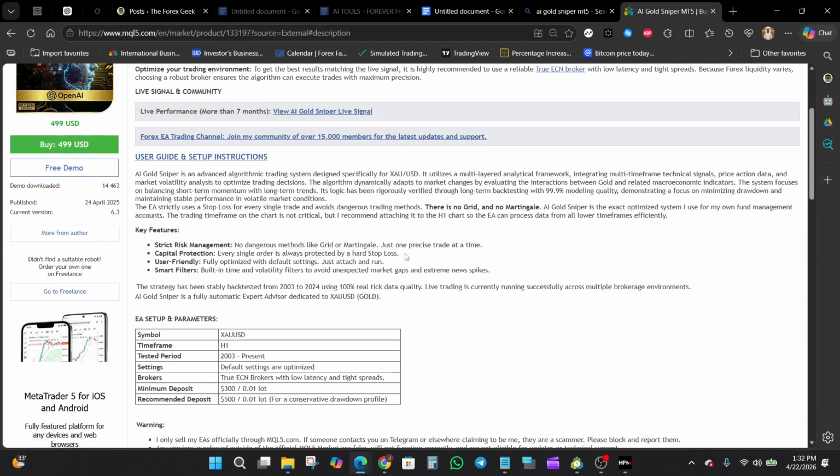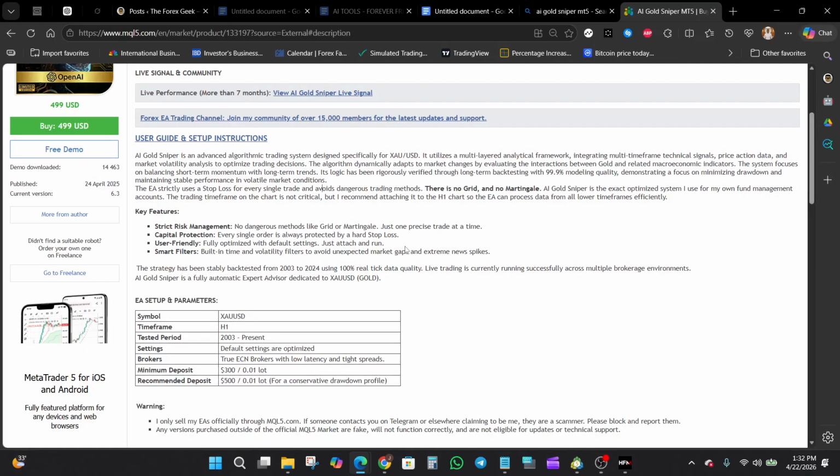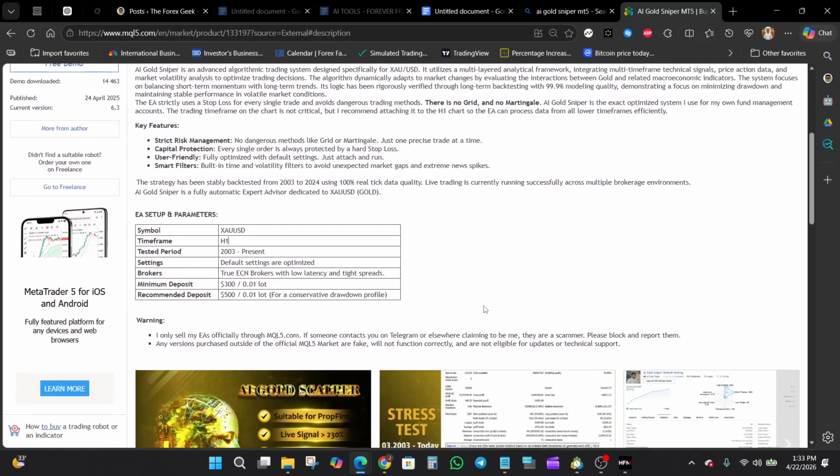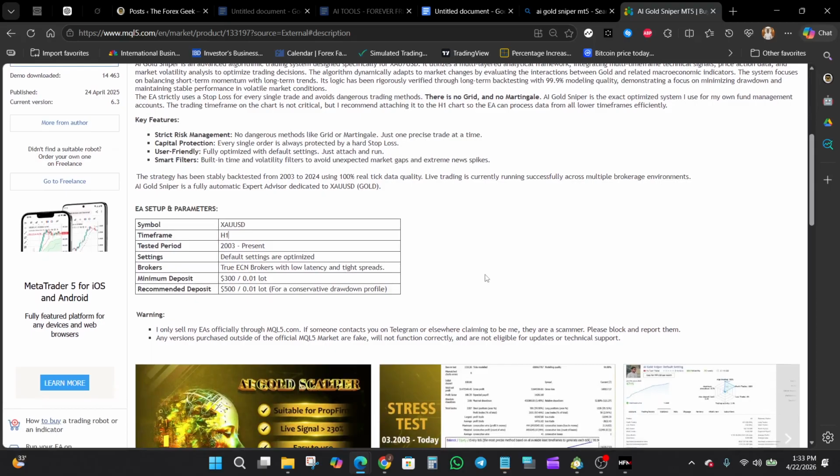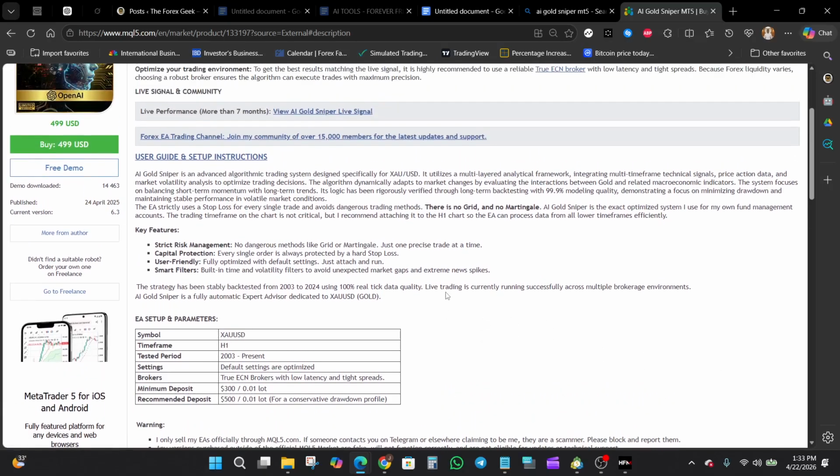Another important point is that while it can technically run across different chart time frames, it's recommended to attach it to the H1 time frame, all right, which allows it to process multiple time frame data internally. So this tells me the system is not dependent on just one time frame. It's analyzing a broader market structure behind the scenes. Now let's just break down how this EA actually operates.